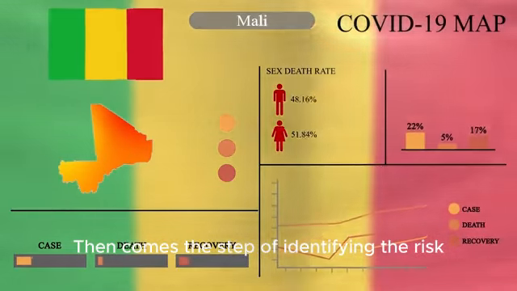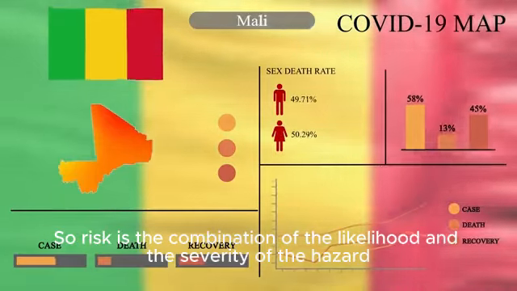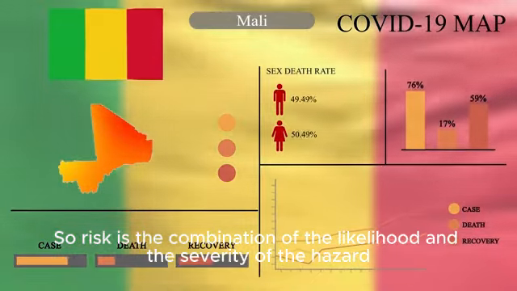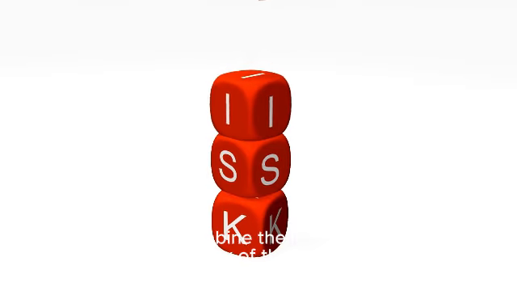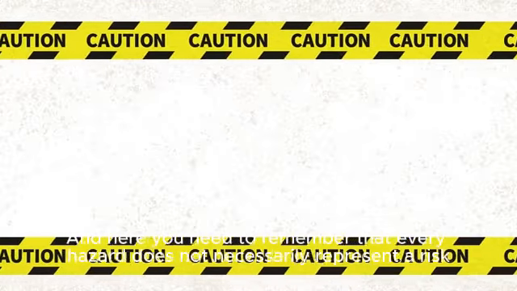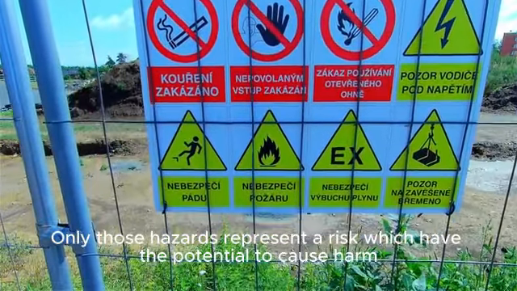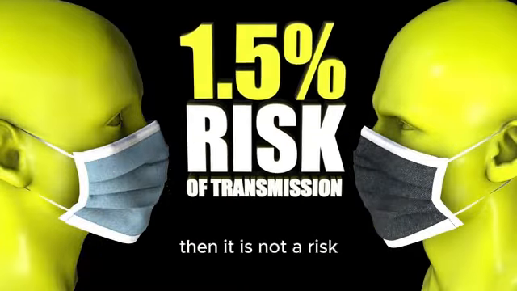Then comes the step of identifying the risk. Risk is the combination of the likelihood and the severity of the hazard. So when we combine the likelihood and the severity of the hazard, then we get the risk. And here you need to remember that every hazard does not necessarily represent a risk. Only those hazards represent a risk which have the potential to cause harm. If a hazard cannot cause harm, then it is not a risk.